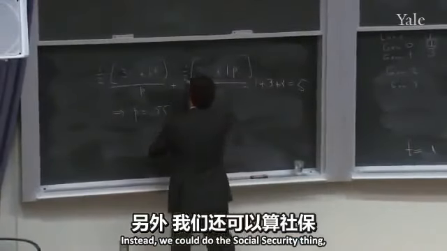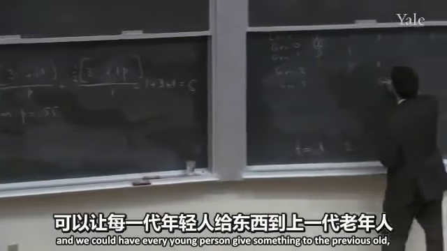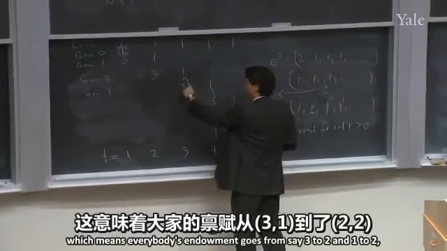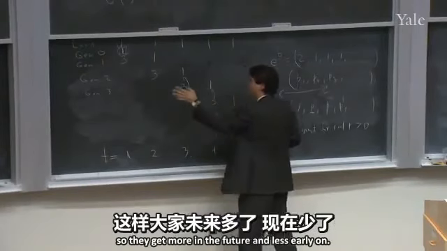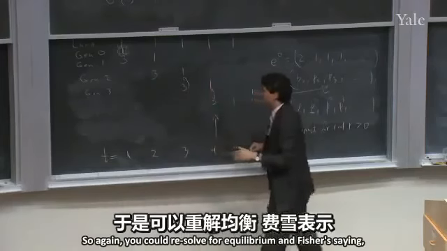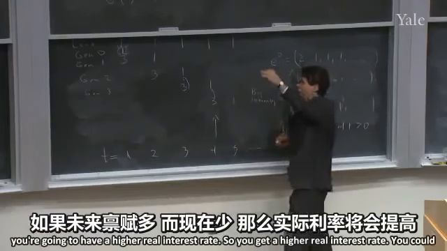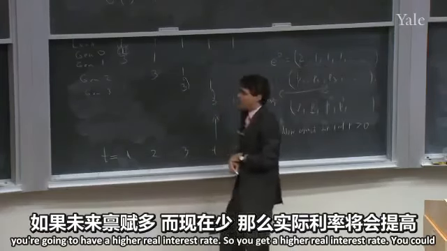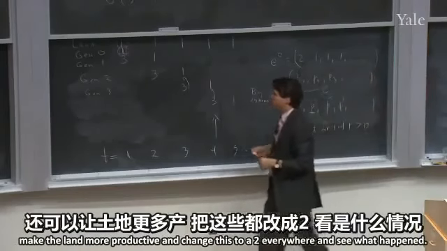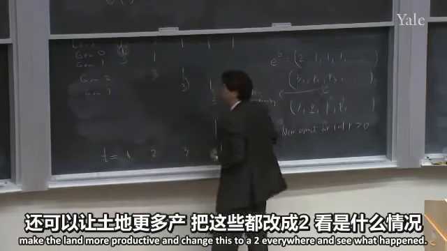Instead, we could do the Social Security thing, and we could have every young person give something to the previous old, which means everybody's endowment goes from, say, 3 to 2 and 1 to 2. So they get more in the future and less early on. Again, you could resolve for equilibrium, and Fisher's saying if you've got more endowment in the future and less in the present, you're going to have a higher real interest rate. So you get a higher real interest rate. You could make the land more productive and change this to a 2 everywhere and see what happens.